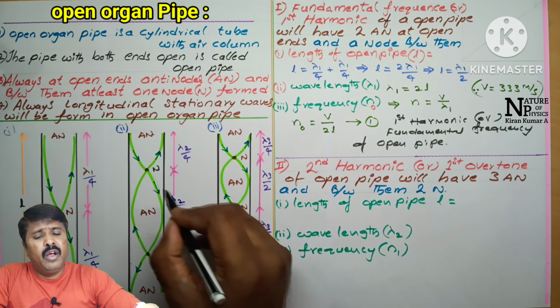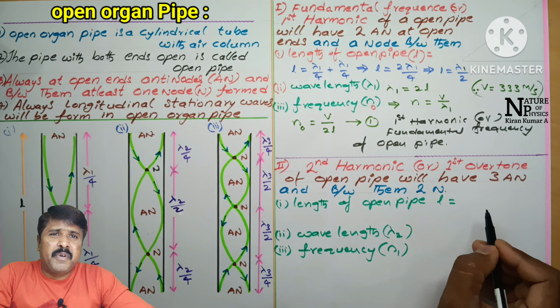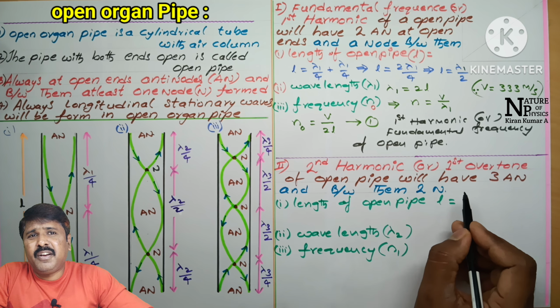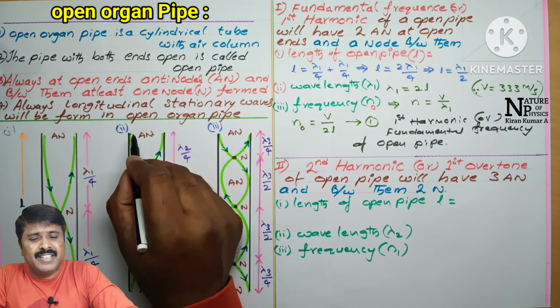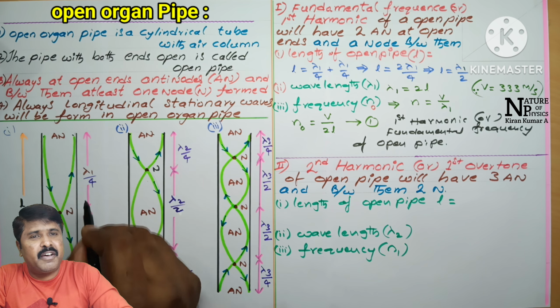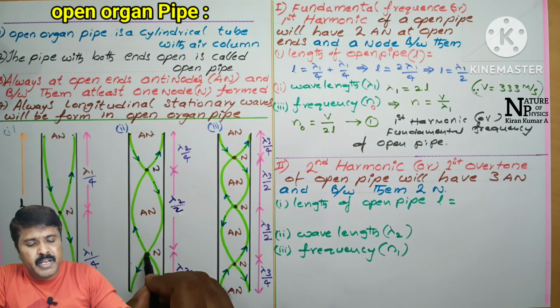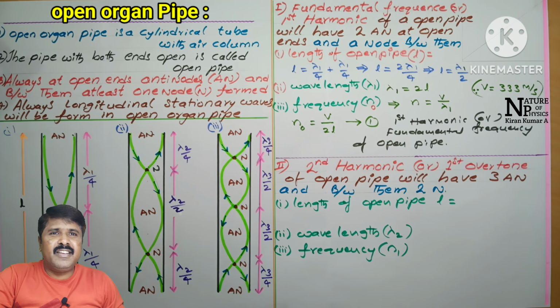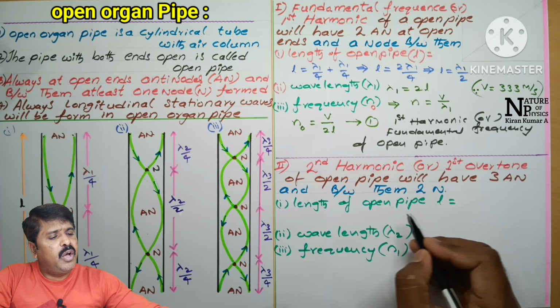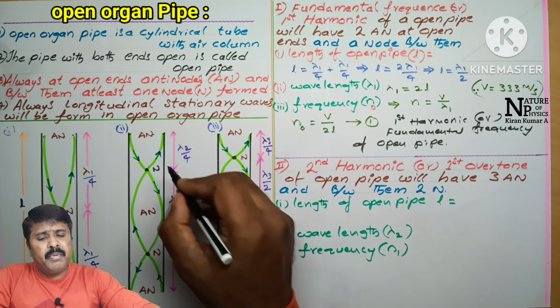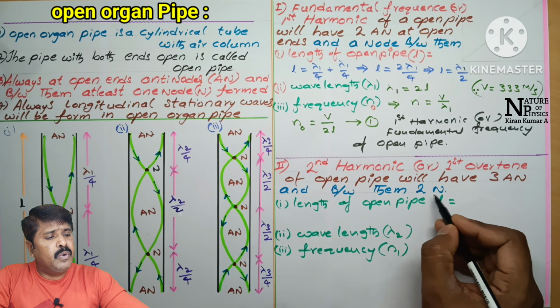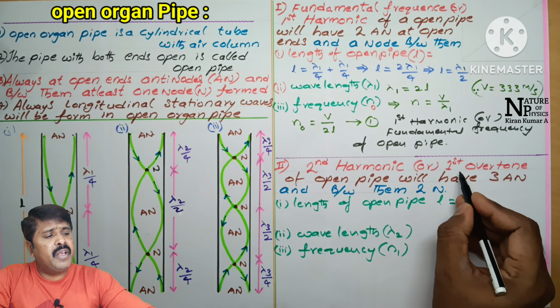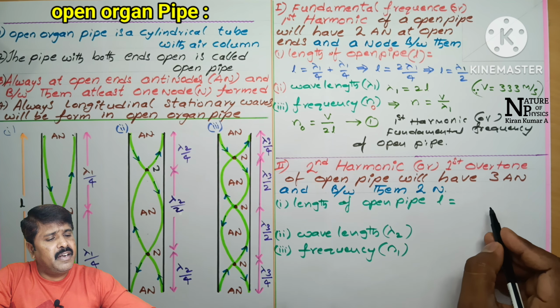What is the node? Node is the zero displacement from the mean position. What is antinode, student? Maximum displacement of the particle from the mean position. See there, maximum displacement of the wave. At a node the displacement is equal to 0. Okay student, so now the length of the open pipe in the second condition: 3 antinodes and 2 nodes, that is the second harmonic or first overtone representation.